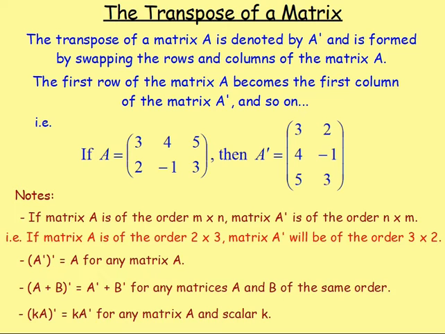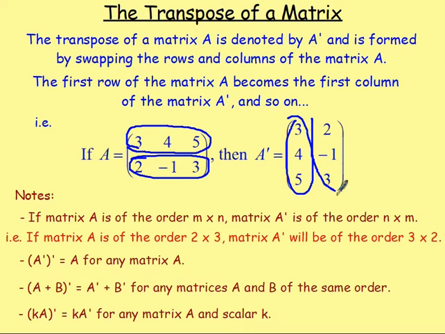Transpose of a matrix. That is when you swap the rows for the columns. So the first row, the 3, 4, 5, becomes the first column. The second row will become the second column. That is the transpose, and you write it as A dash. Note, if matrix A is of the order m by n, for example 2 by 3, then the transpose of matrix A will be of order n by m. So that will swap round the rows and the columns, and that will become a 3 by 2.